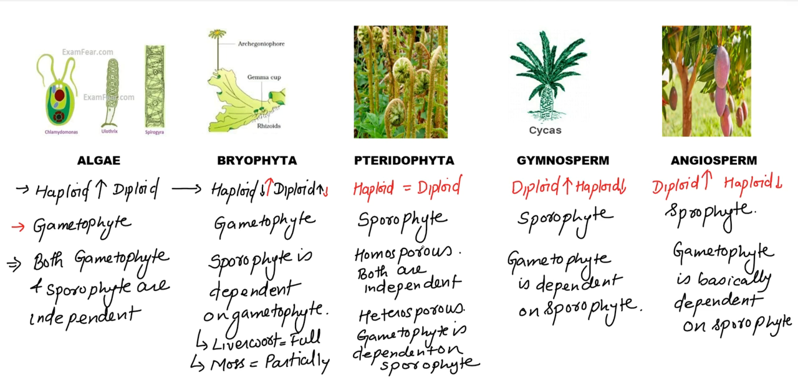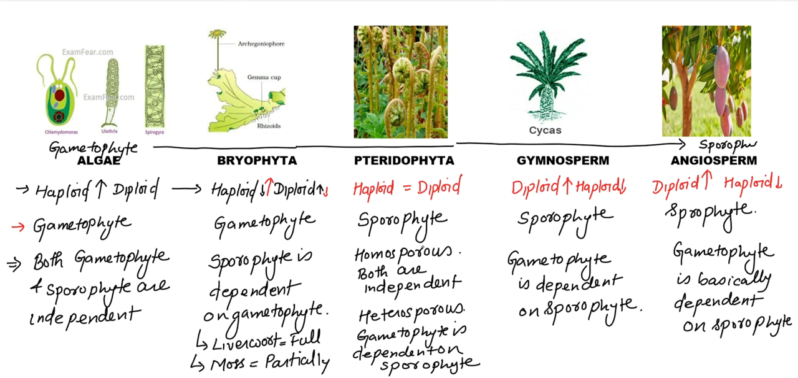So what we see here is, when you talk about algae, they were mostly gametophytic in nature. This gametophytic feature slowly, as it goes towards the angiosperm side, changes to the sporophytic one. So we can say gametophyte decreases as per time and sporophyte is increasing as we move towards the angiosperm section.